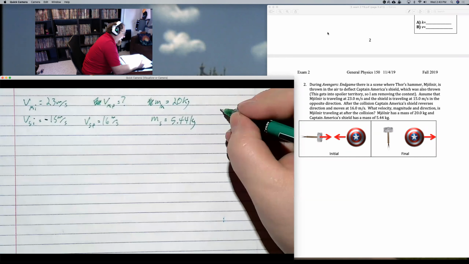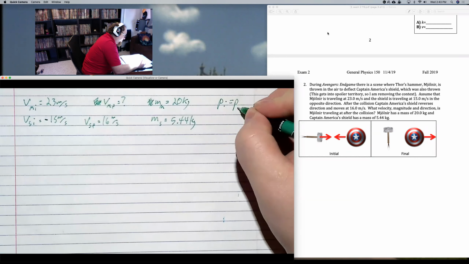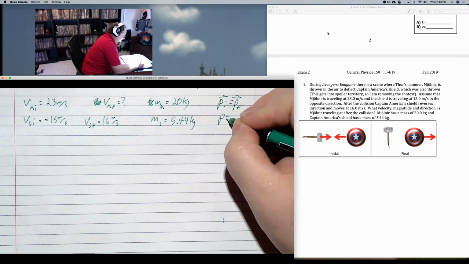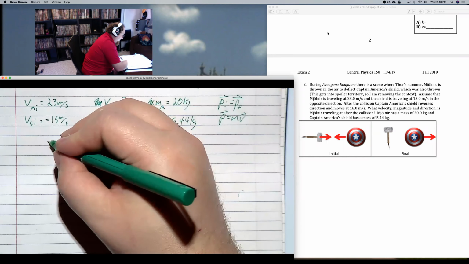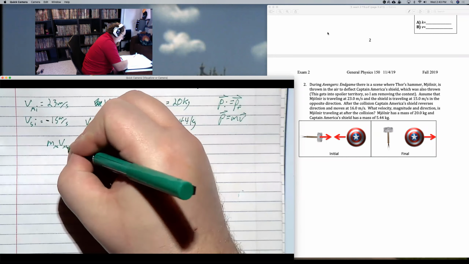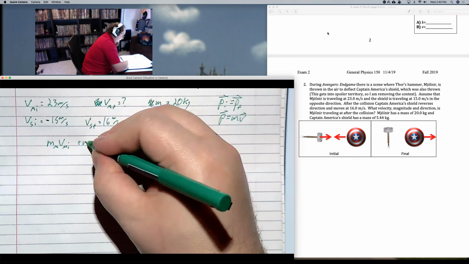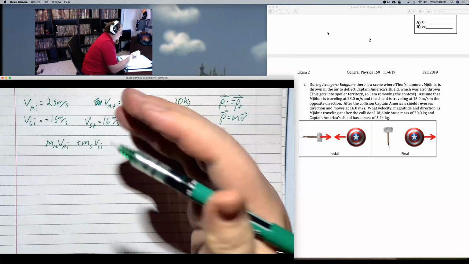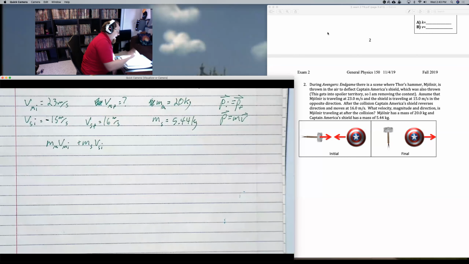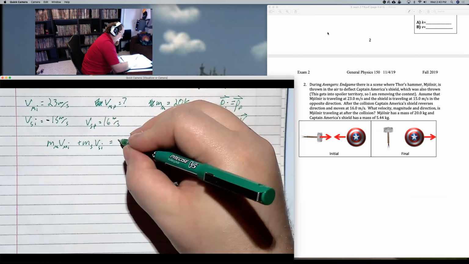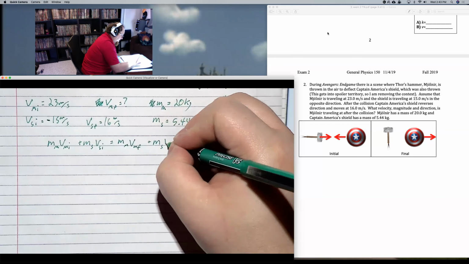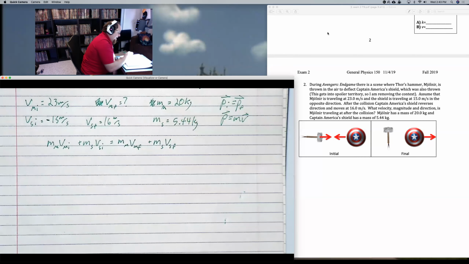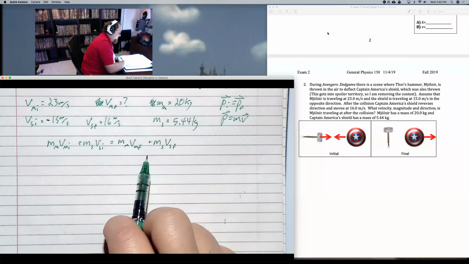This is a collision. Any type of collision would say initial momentum equals final momentum, where momentum equals mv. The initial momentum is going to be the mass of Mjolnir times the velocity of Mjolnir initial, and the mass of the shield times the velocity of the shield initial. That's my initial. After the collision, they're both still moving: the mass of Mjolnir times the velocity of Mjolnir final, plus the mass of the shield times the velocity of the shield final. Just my initial momentum equals my final.